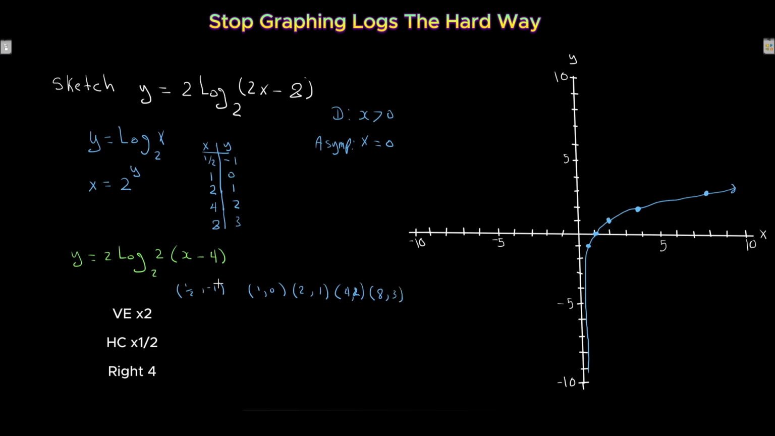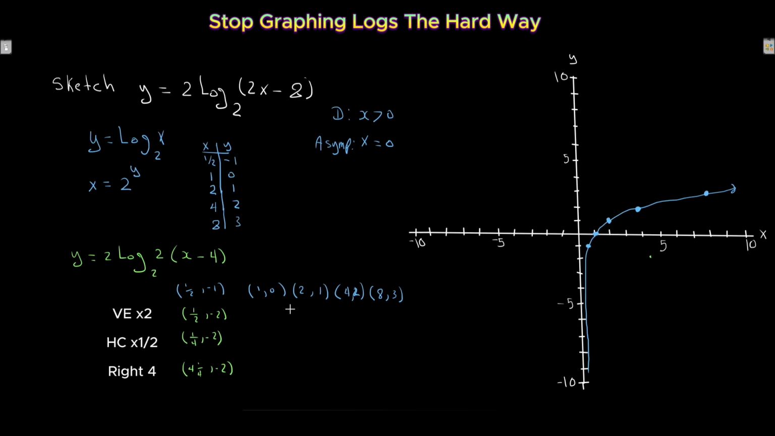So vertical expansion means I multiply the y value by 2. So this is half and negative 2. Horizontal compression means you multiply the x value from here by half and you get 1/4 and negative 2. Right, 4, so you add 4 to the x because that's horizontal, and that will make it 4 1/4 and negative 2. So one of my points is going to be at 4 1/4, which is somewhere in here, and negative 2, which is approximately right here.